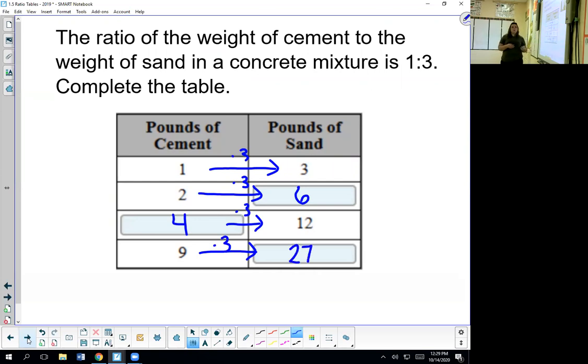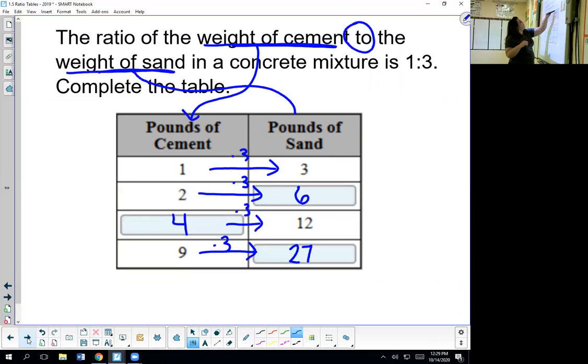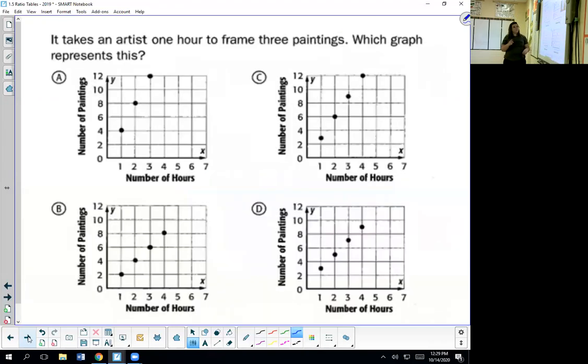So again, that's another one where you had to read the information at the top. Now again, if you look at it, the ratio weight of cement, so here's that cement, to the weight of sand, there it is. That's why this says 1 to 3 right here. Cement, sand. Order matters. Okay.